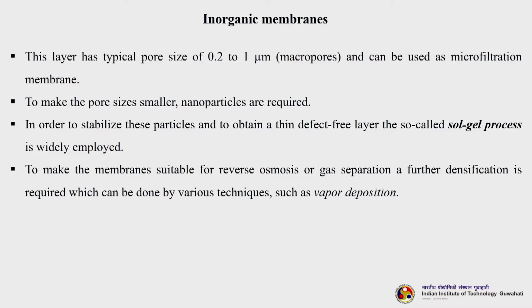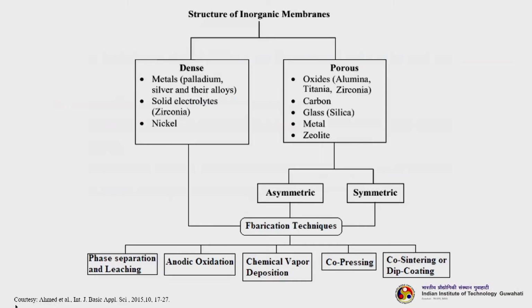To make the membrane suitable for reverse osmosis or gas separation, a further densification is required, which can be done by various techniques such as vapor deposition. So, it is not that in a one step process of sol gel you get all your desired tailor made membrane. Sometimes a further densification on the top layer, or applying a very small layer on the top, is required to achieve the targeted separation. It can be done by using vapor deposition, or there are certain other techniques also. So, we will see these things.